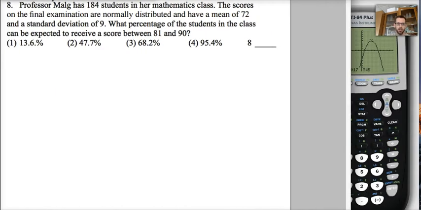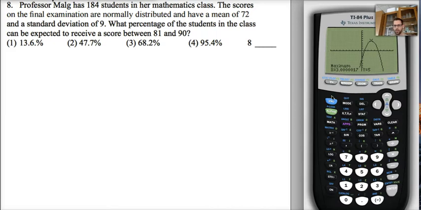Professor Mogg has 184 students in her math class. The scores on the final exam are normally distributed and have a mean of 72 and a standard deviation of 9. What percentage of students in the class can be expected to receive a score between this and this? Okay, cool. So this is a normal CDF question for sure.